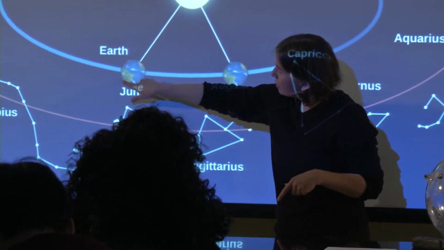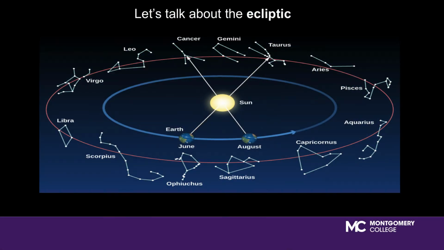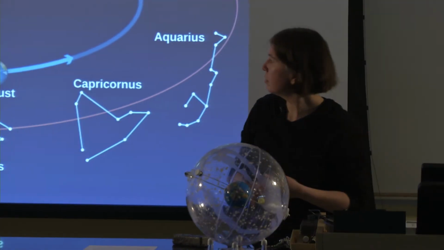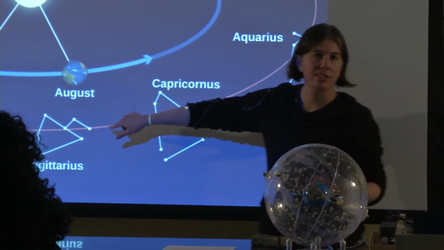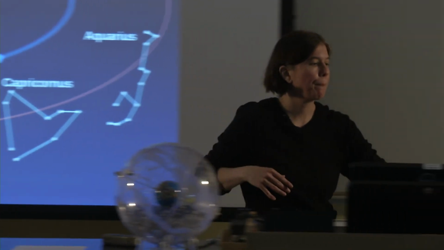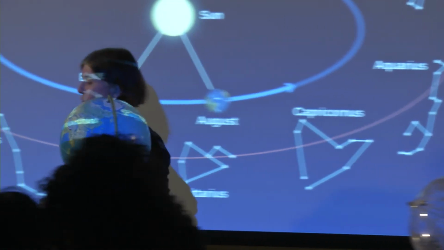On the night side of Earth out here, you're going to be able to see these constellations, Scorpius and Ophiuchus, right? In August, you'll see different constellations high in the sky, say at midnight. This is great. This means we get to see the whole galaxy over the course of the year.